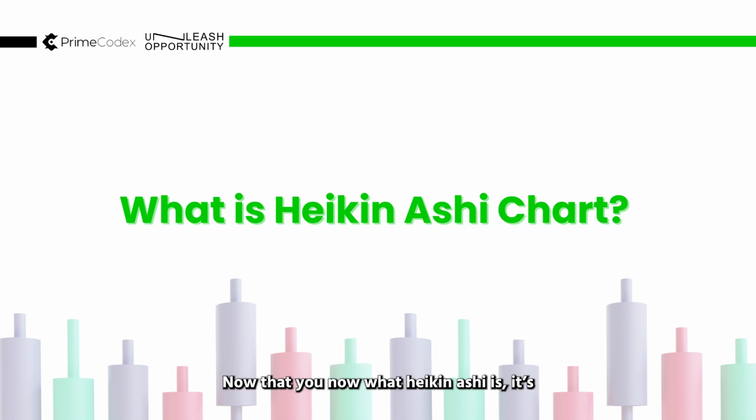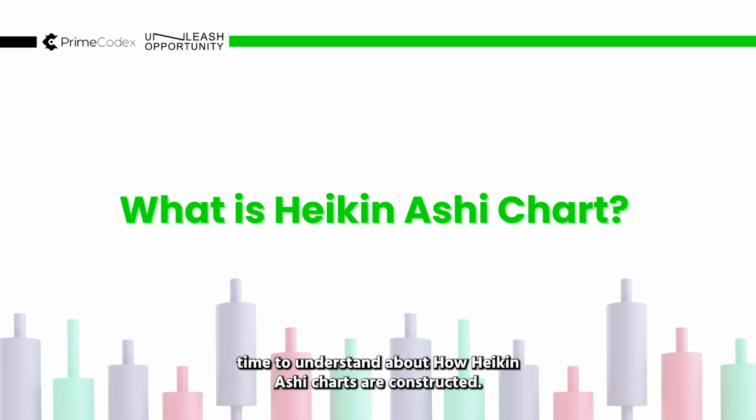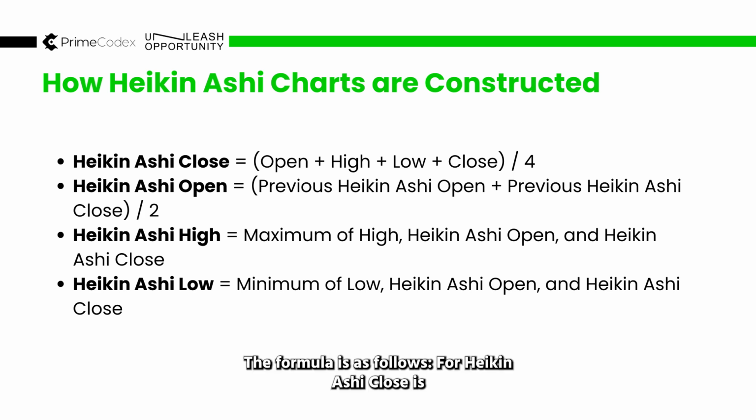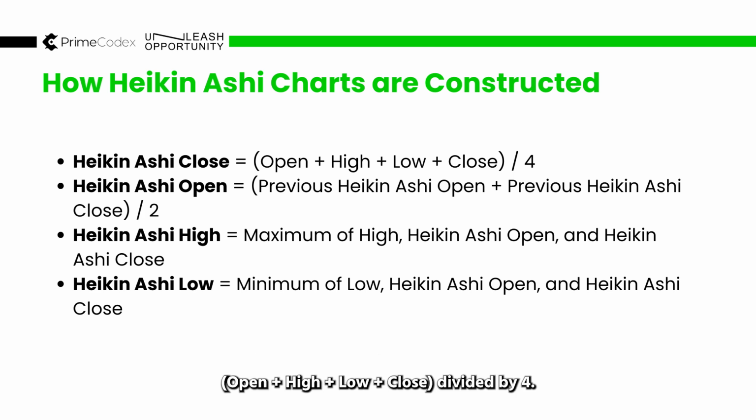Now that you know what Heikin Ashi is, it's time to understand how Heikin Ashi charts are constructed. In a traditional candlestick chart, each candlestick represents a fixed time interval like an hour, 4 hours, or a day. However, Heikin Ashi charts use a modified formula to calculate the open, high, low, and close price of each candlestick. The formula is as follows, where Heikin Ashi close is open plus high plus low plus close divided by 4.